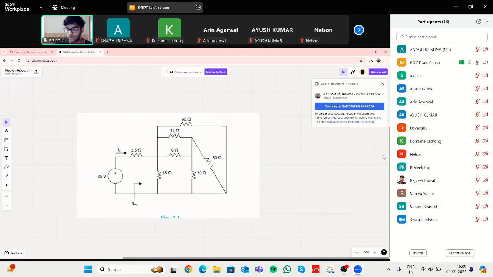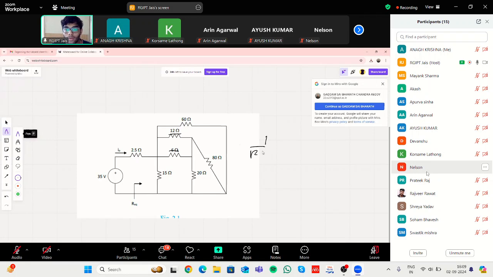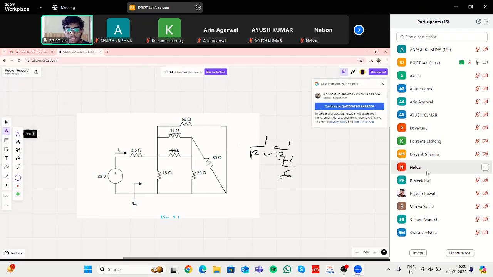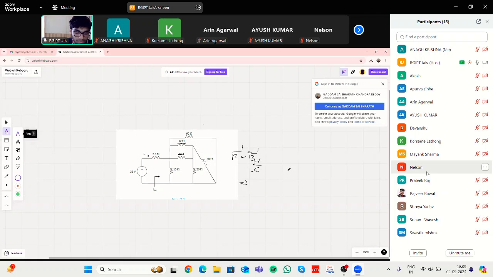This 12 ohm and 6 ohm are in parallel, so you have to do this: R equivalent is equal to 1 by 12 plus 1 by 6. Any doubt? Okay, I will be doing this in parallel combination.